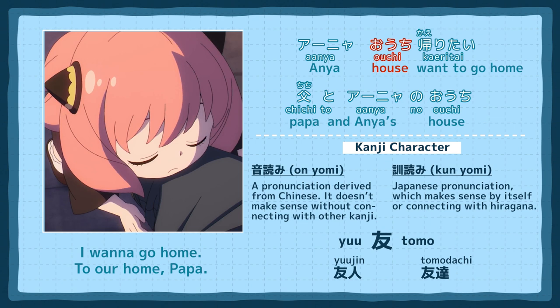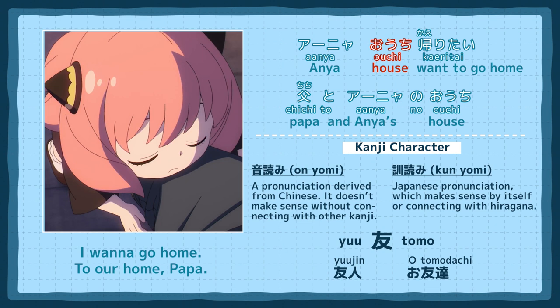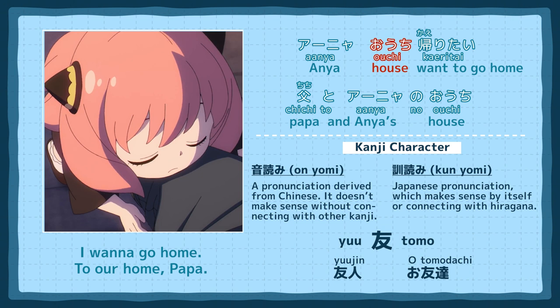So if you want to make this word sound elegant, you can add お. But for 友人, ゆう is 音読み, so it connects with ご. お友達, ご友人. Here are some examples which take お and ご.